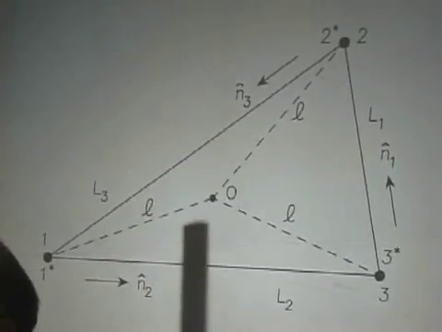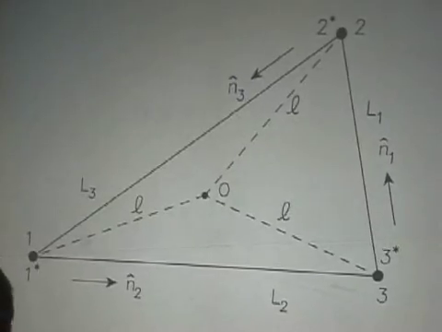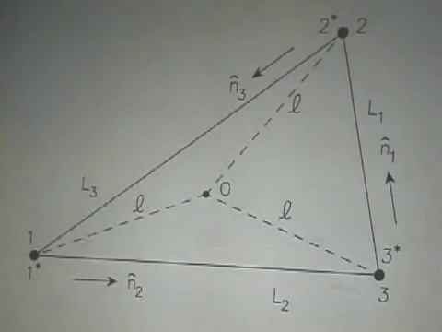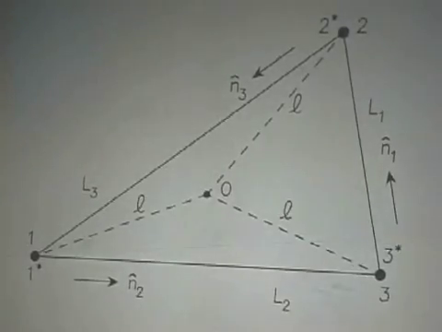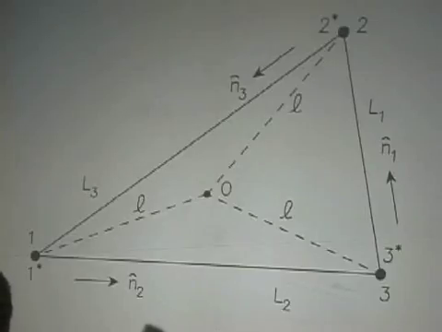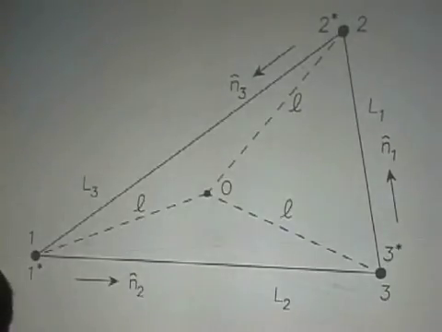Anyway, we imagine that there's a point O, and equidistant from this point O, script L distance, are 3 spacecraft, 1, 2, and 3. Each spacecraft has 2 optical benches. Spacecraft 1 has optical bench 1 and 1 star, 3 has 3 and 3 star, and so forth. There are unit vectors which connect 1 and 3, as indicated here, going around this triangle.